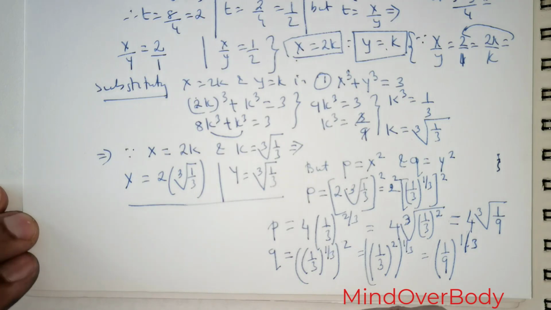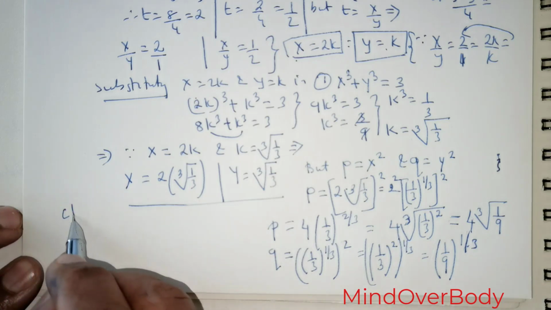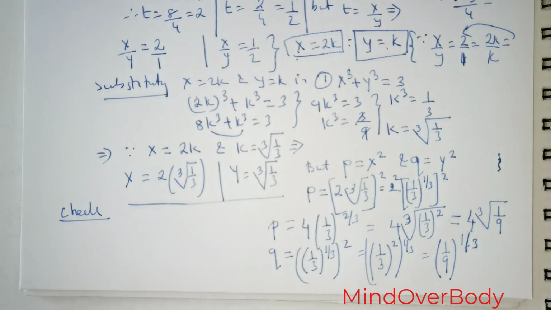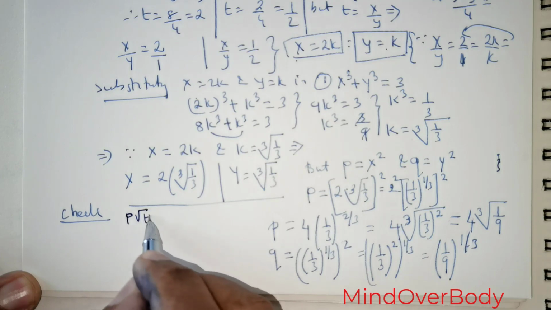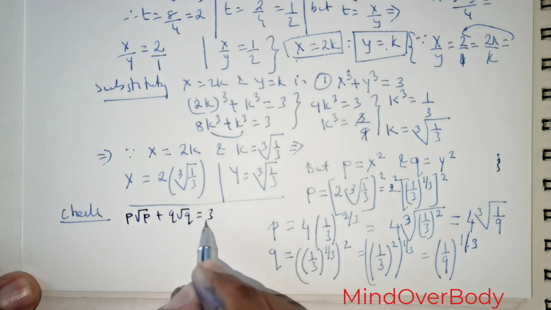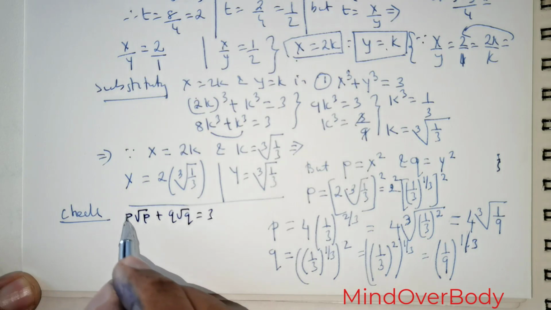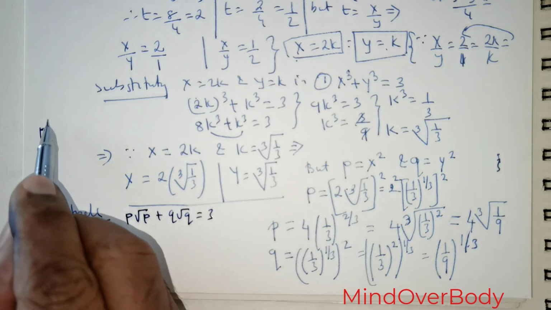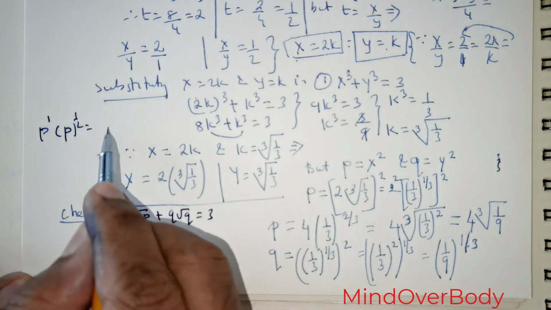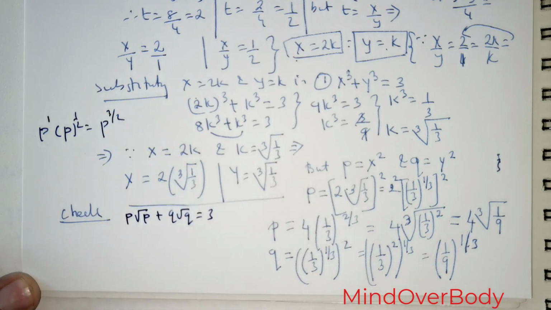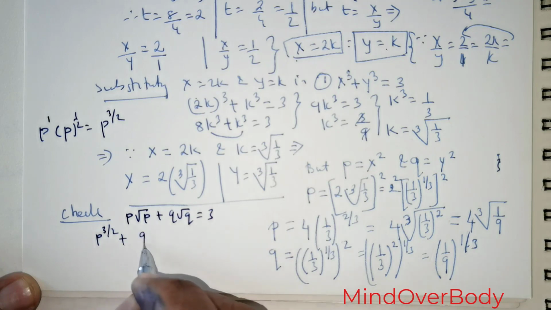The question is, if I were to perform a check, I want to perform a check. So let me show you the check here. Now it's time for us to check. We started with p times root of p plus q times root of q is equal to 3. Now if I were to rewrite this, let me use the space, p raised to the power 1 times p raised to the power 1 over 2. So this is going to be p raised to the power 3 over 2. So I'm going to place that p raised to the power 3 over 2 plus q raised to the power 3 over 2.